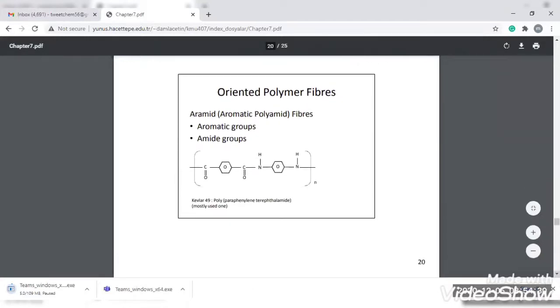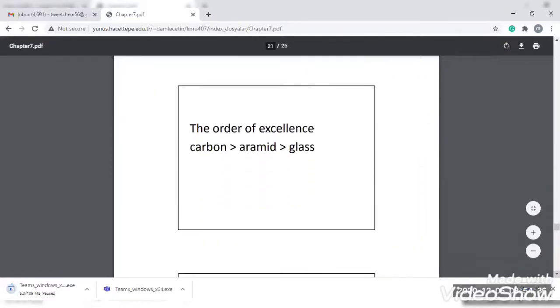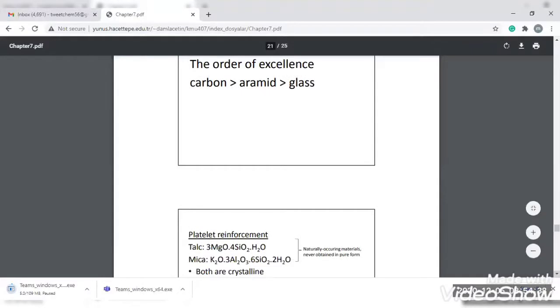What is the orientation of the polymer fiber? Aramid fibers have an aromatic group and amide group. In the order of effectiveness, carbon is the most effective, and then aramid and then glass.